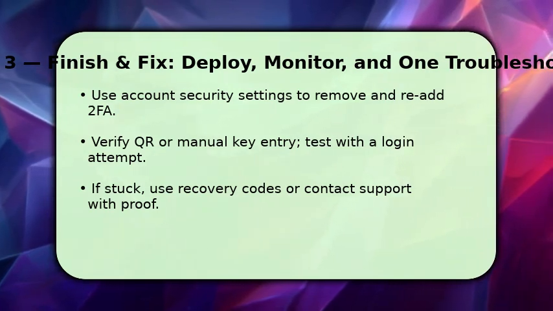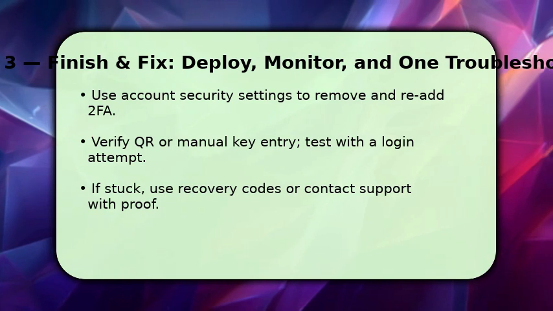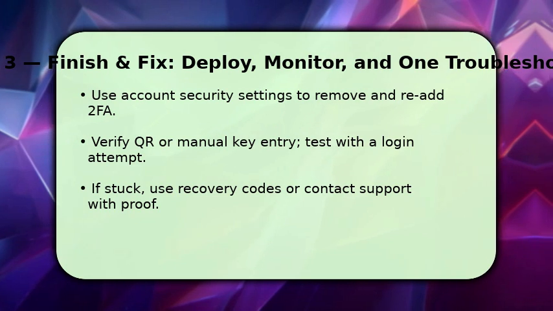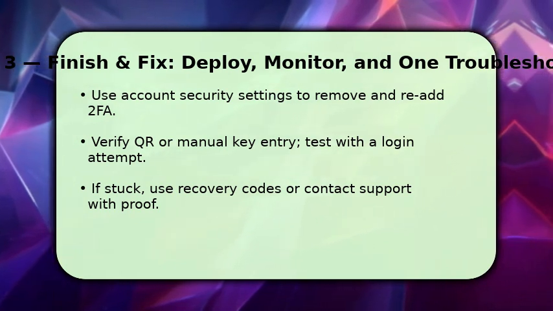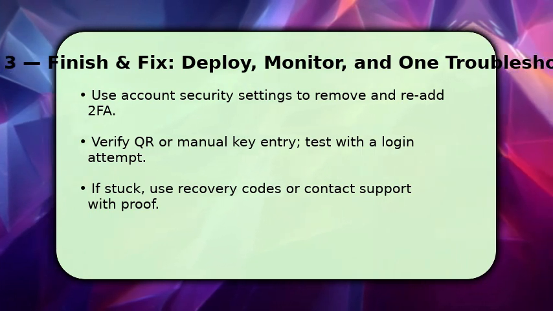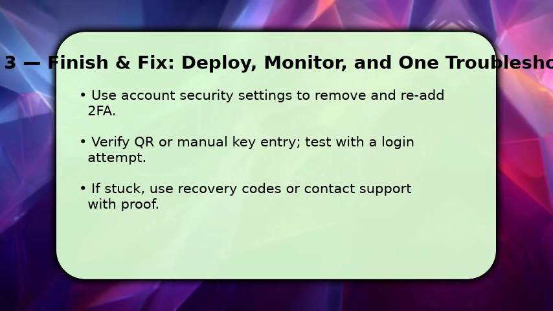Go to your account's security two-step verification, remove the existing Authenticator entry, then add it again by scanning the QR or entering the manual key. This ensures the app and service share the same secret and clock basis. Test a login immediately to confirm success.